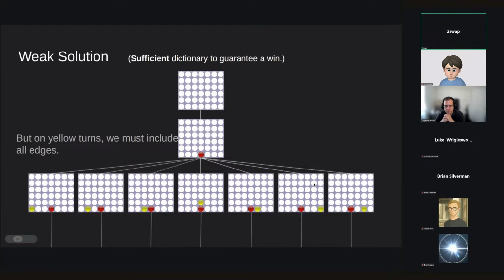So of course, a weak solution could, in theory, have multiple edges outgoing from a red node, but for our purposes, insofar as we're trying to define the simplest possible program to play the game, that would be unnecessary.